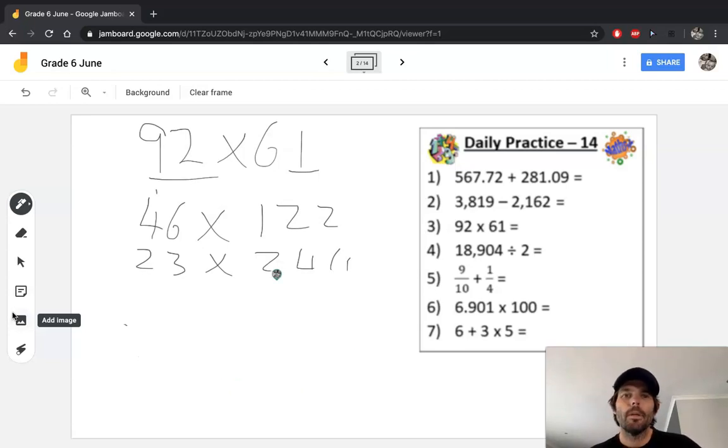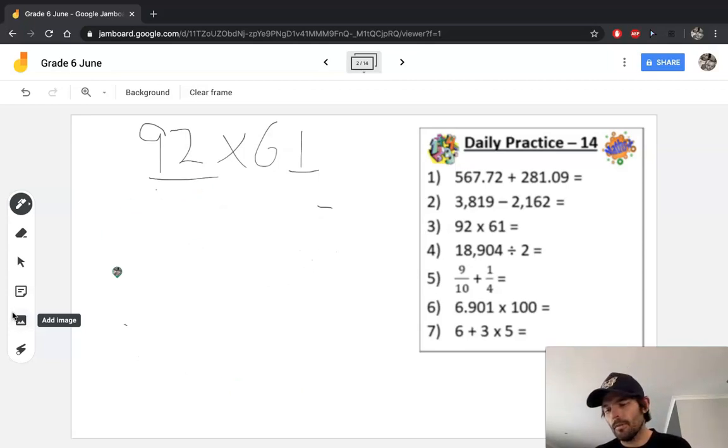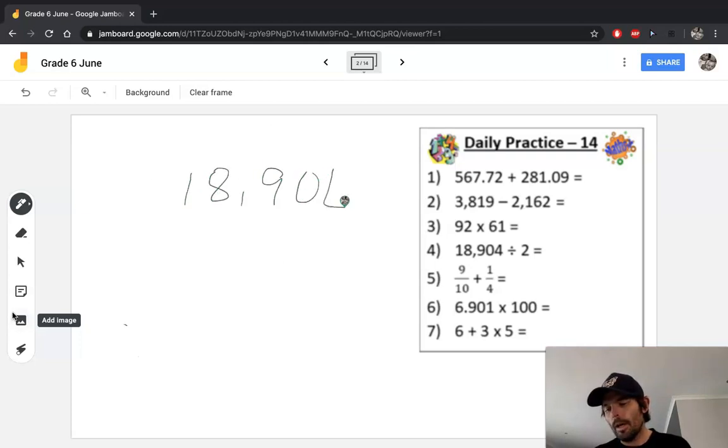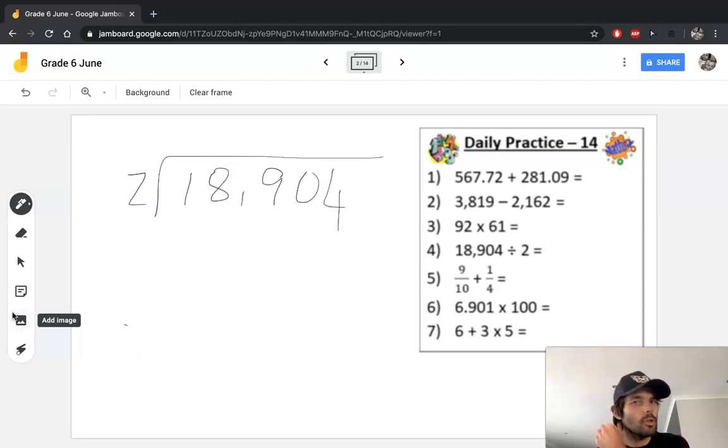Okay. Then we have division, 18,904, and to divide by 2 is simply to halve a number, and short division is when you divide by a single digit. And 2 doesn't go into 1, but it goes into 18 9 times. Remember, the decimal needs to line up. 2 goes into 9 4 times with 1 left over, so that 0 now becomes 10. 2 goes into 10 5 times, nothing left over. 2 goes into 4 twice.